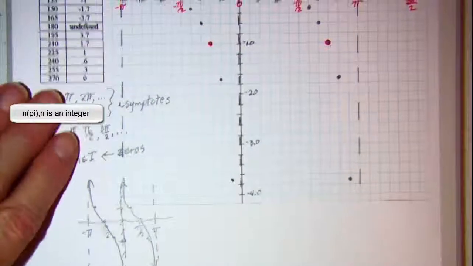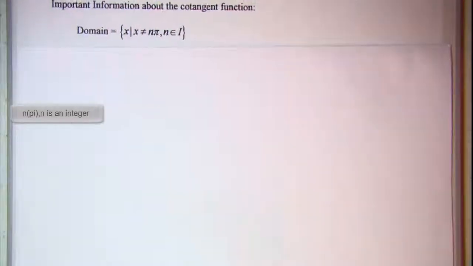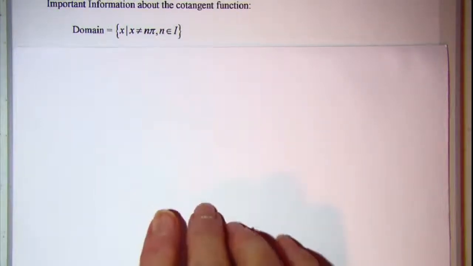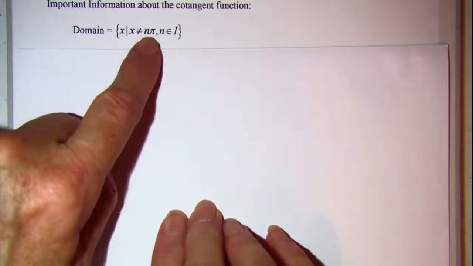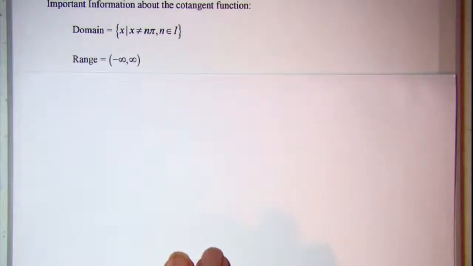Let's look at some important information about the cotangent function. The domain is the set of all x such that x is not equal to n times pi, where n is an element of the set of integers. This represents, since x is not equal to this value, that's your x values where the asymptotes occur. The range is all real numbers, so up and down we have no restrictions on the range.